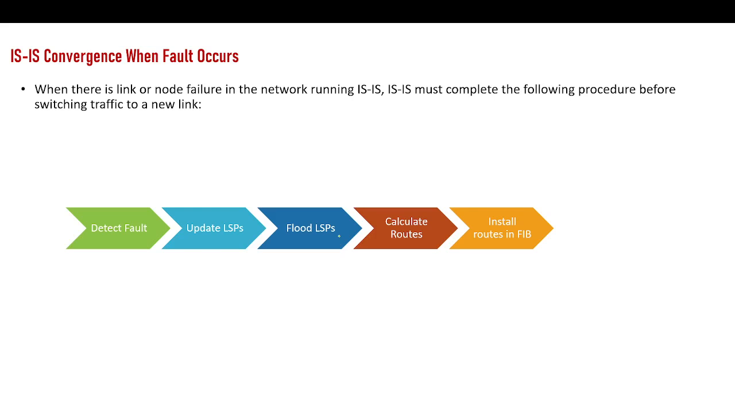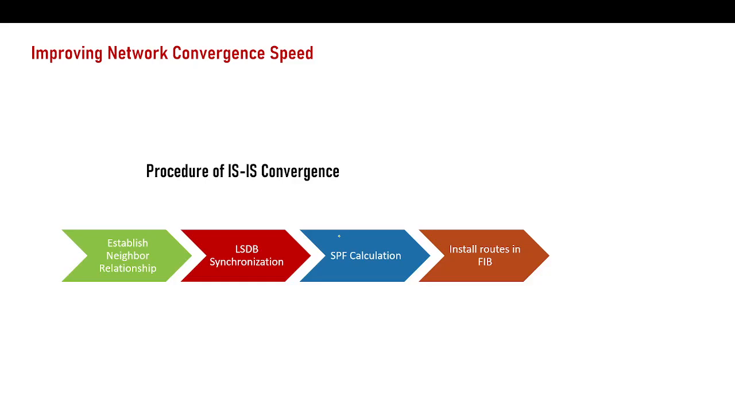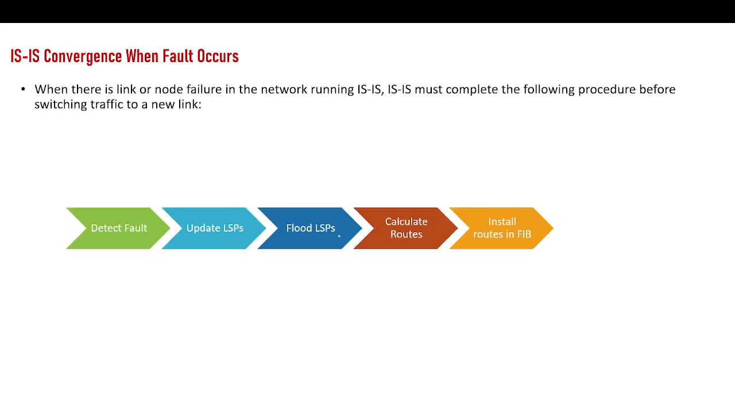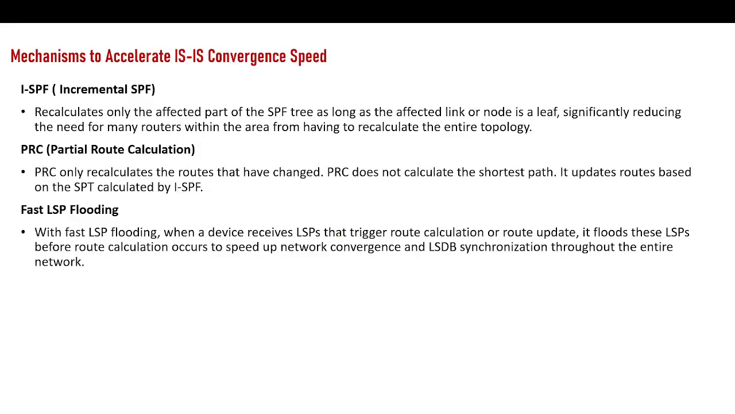And once it's detected, it's communicated to a protocol like ISIS. So when a fault has been detected, you need to update the LSPs and then flood these LSPs. You need to calculate the routes and then you need to install them in the forwarding information base. So this is when there is a fault. When you are just doing the implementation, the standard process will be: establish neighbor relationship, LSDB synchronization, SPF calculation, the routes installed in the routing table. But when there is a fault, first you need to detect the fault, update the LSPs, flood the LSPs, calculate the routes, and then install them in the FIB.